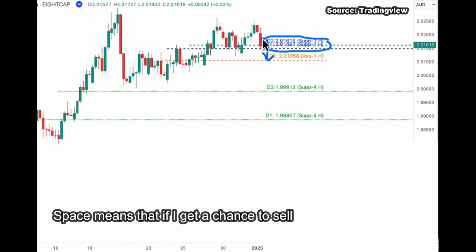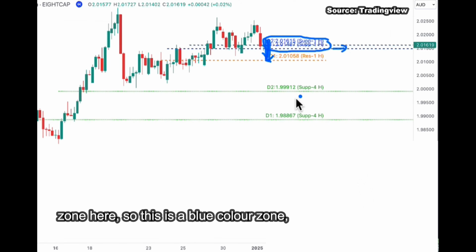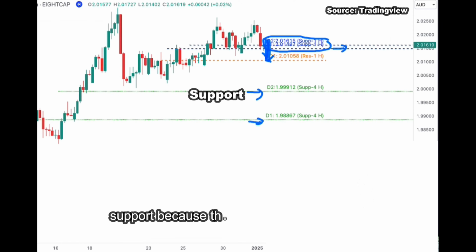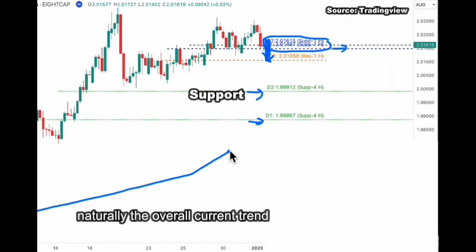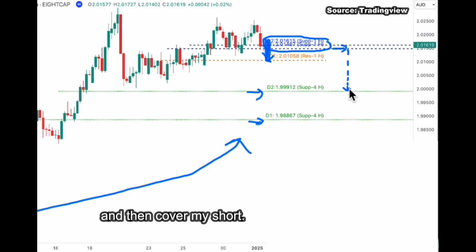Space means that if I get a chance to sell when price closes below this blue color zone here, then the green color will offer as a support, because naturally the overall current trend of Pound Aussie is still up. So I probably sell when it breaks the blue, and then cover my short. That means take profit when it goes to the green, and then take profit again when it goes to the next green.